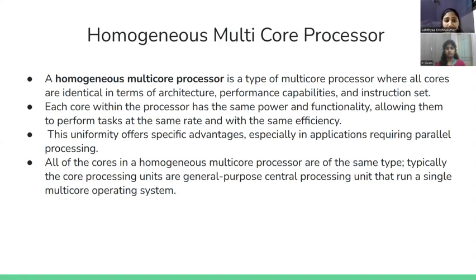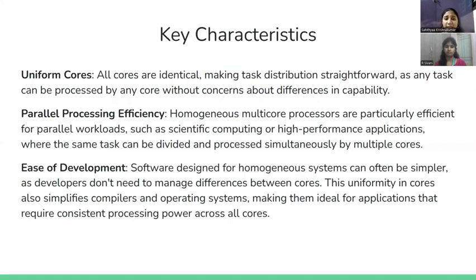Commonly, the cores in these processors are general-purpose central processing units capable of running a single multi-core operating system. Now, what are the key characteristics of homogeneous multi-core processors? Uniform cores. Since all cores are identical, task distribution becomes very straightforward. Any task can be processed by any core without concern for differences in speed or processing capability.